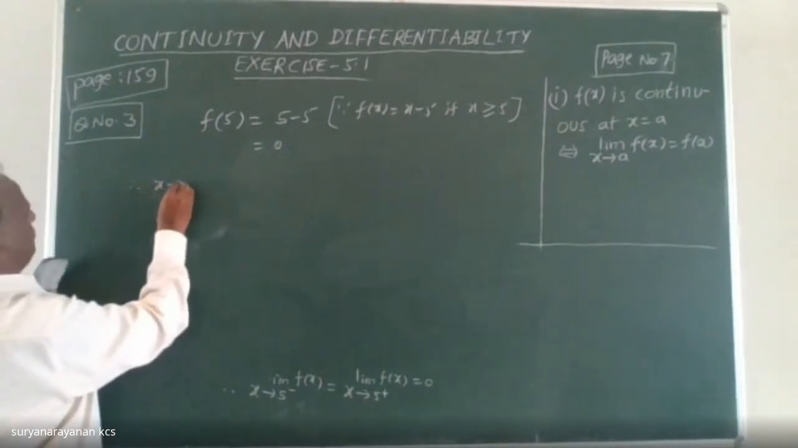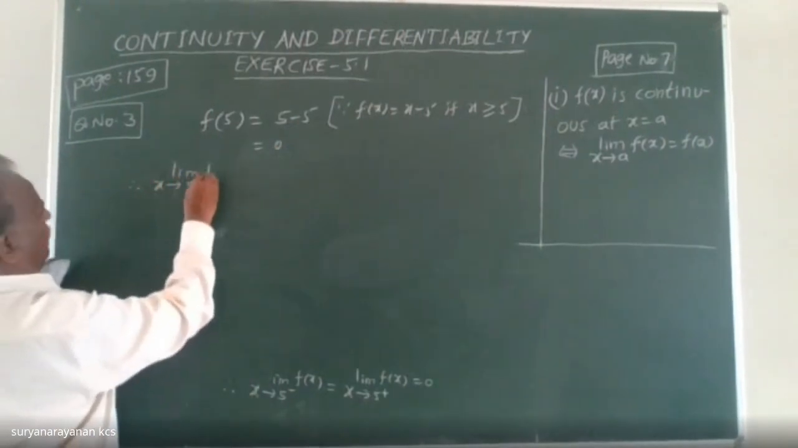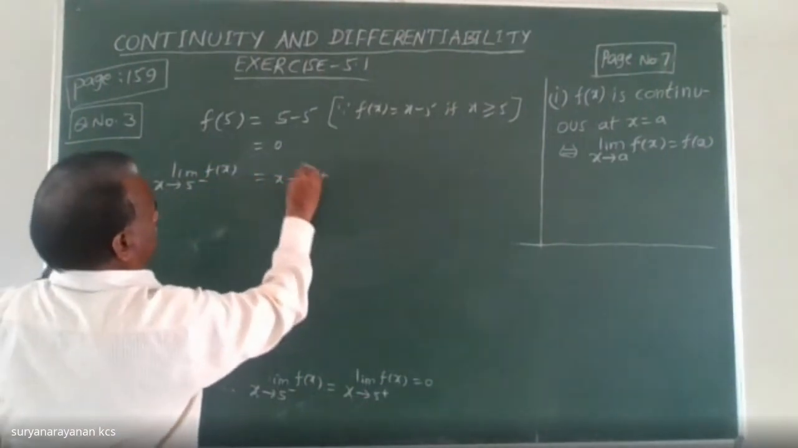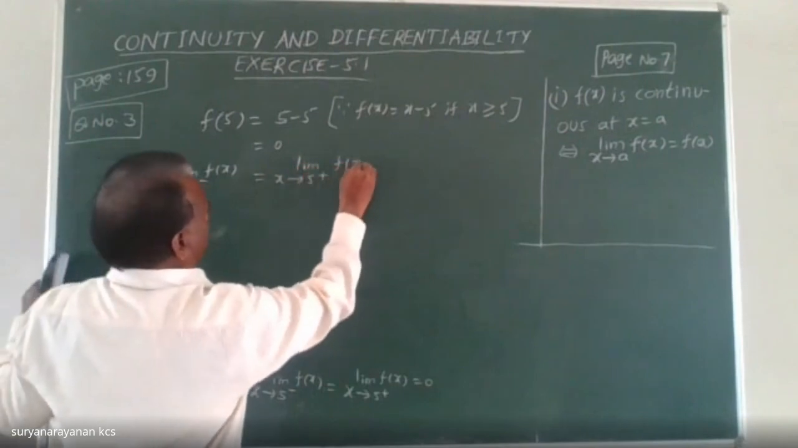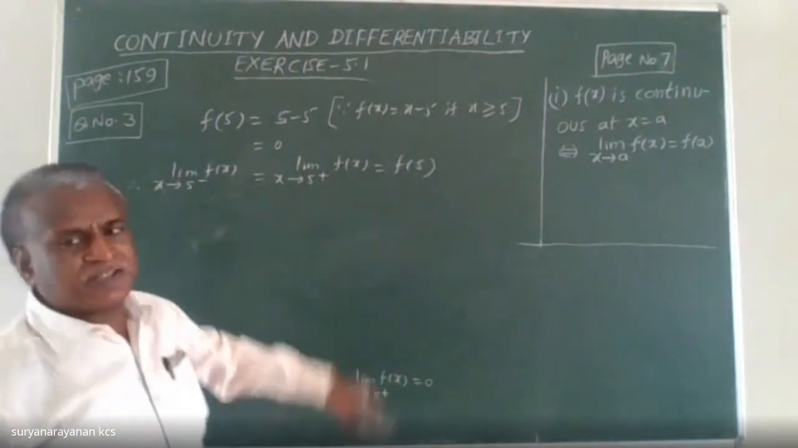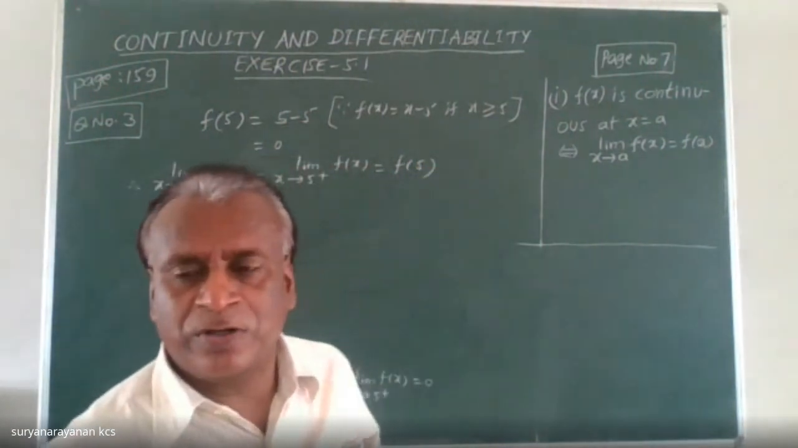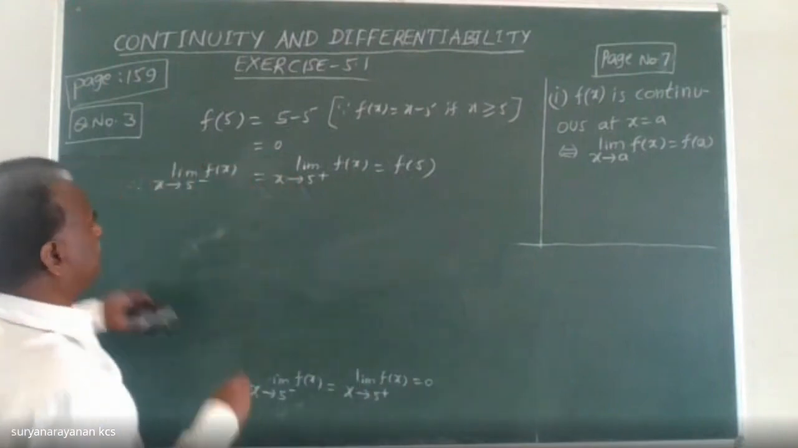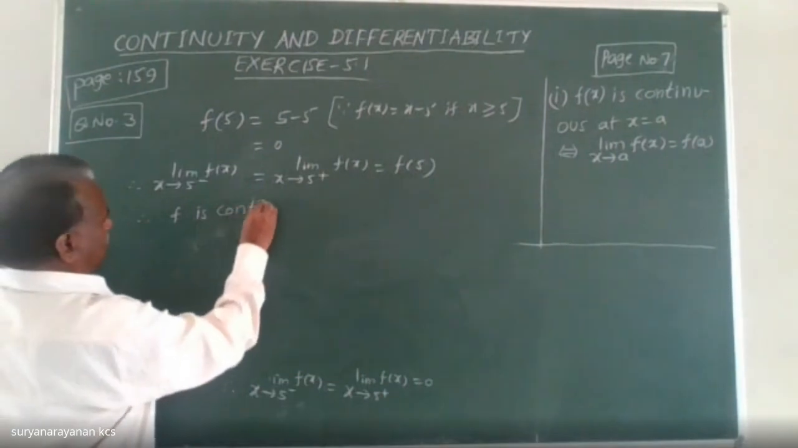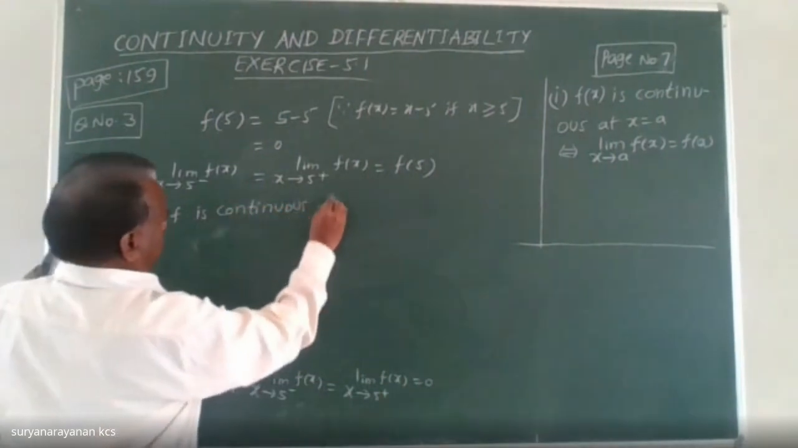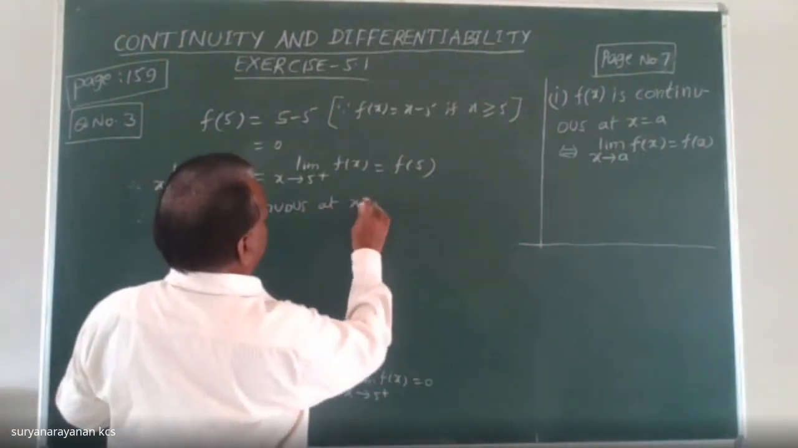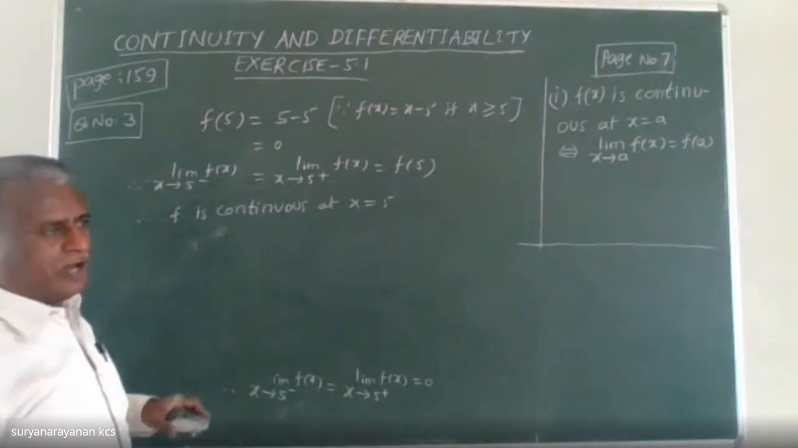Therefore, as x tends to 5 minus, limit f of x is equal to, as x tends to 5 plus, limit f of x is equal to f of 5. In all these three cases, we got the same value. Therefore, we say that f is continuous at x is equal to 5.